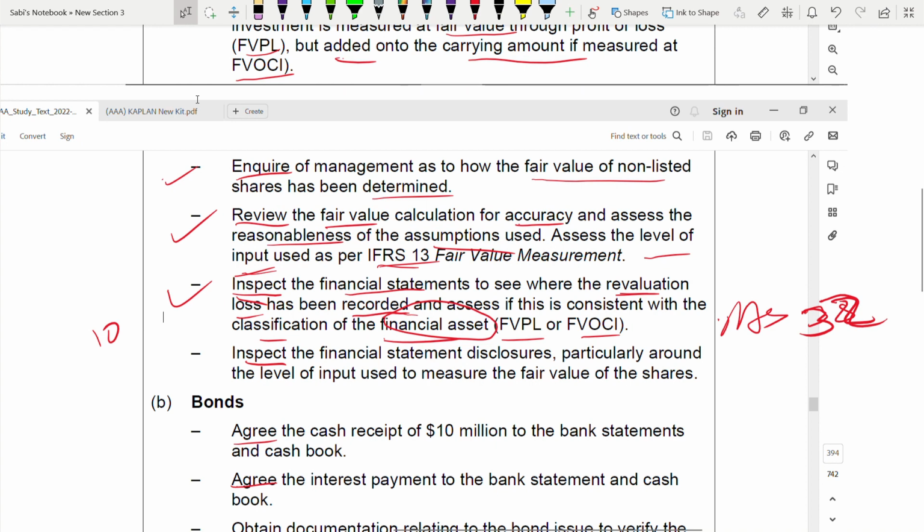Now, next time, whenever you are given a financial instrument or financial asset in your exam, it becomes very easy for you, because most of the audit procedures are listed here. Very easy for you to pick up. Okay. Next, inspect the financial statement disclosure.